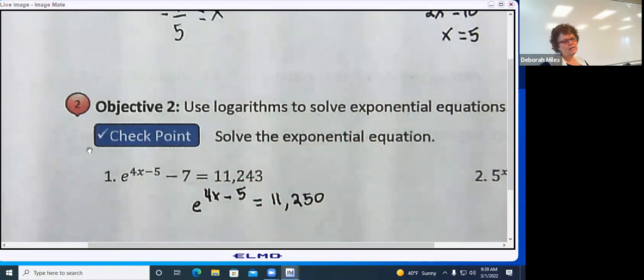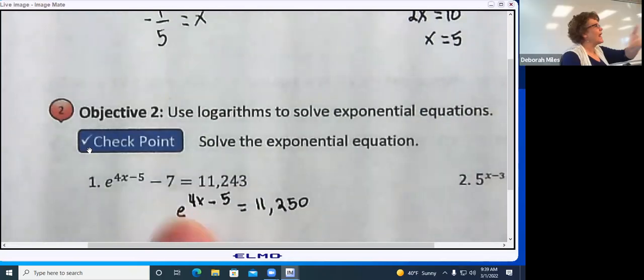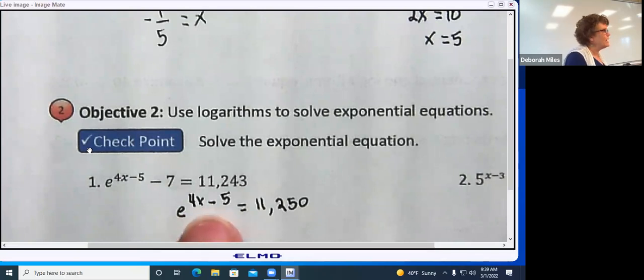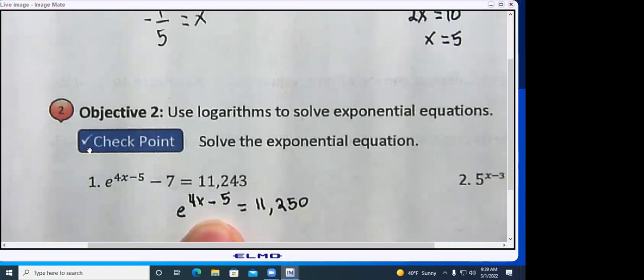All right, unless I can squint hard enough to figure out a power of e that gives me 11,250, I can't write both sides having the same base. So can you think of anything I could do? You know, solving equations is all about undoing what's done. If that's 7 subtracted, I want to add it to both sides. If something's multiplied, I want to divide both sides. So what I'm thinking here is I need something that will unexponentiate that 4x minus 5. What tool do I have that unexponentiates?